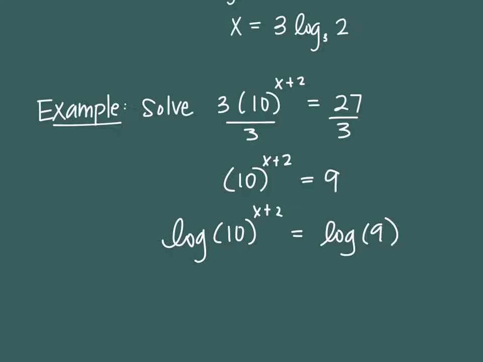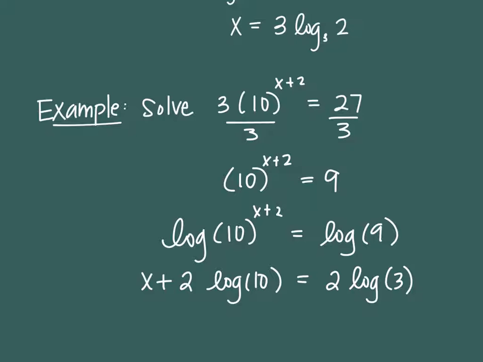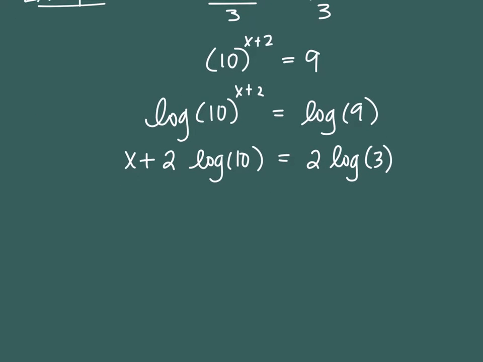Now I want to use my power rule. And my power rule says, what do I move to the front on the left? X plus 2, leaving me with log 10. And my power rule says, what do I move to the front on the right? 2, because 9 is 3 squared. Okay?